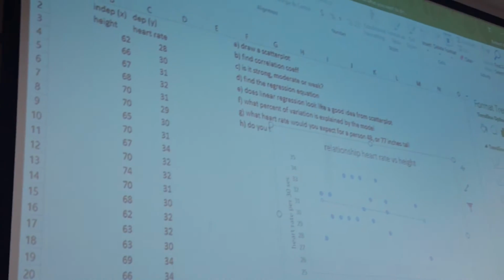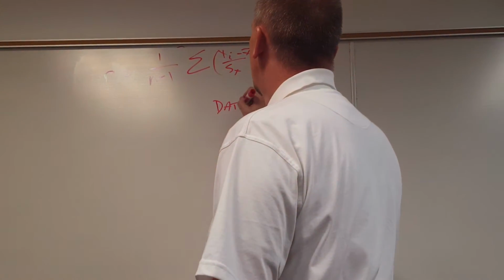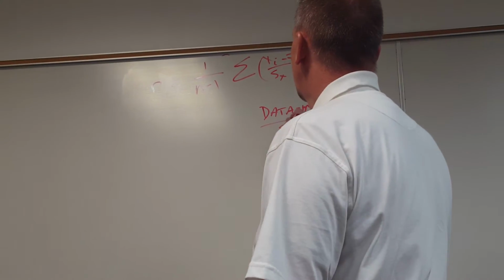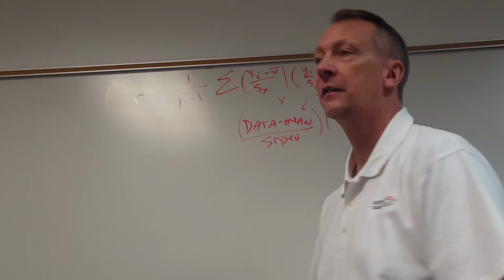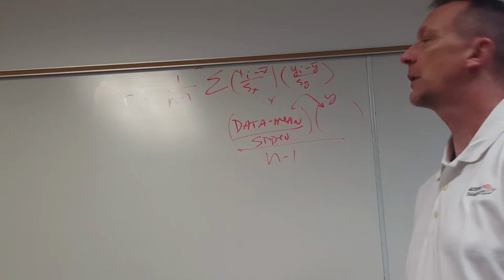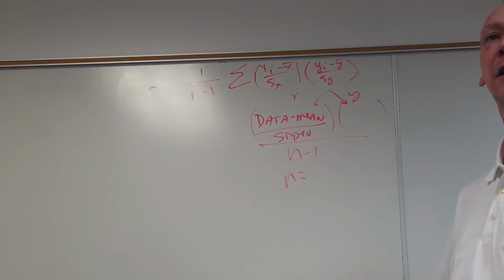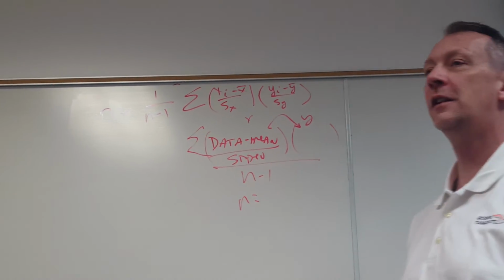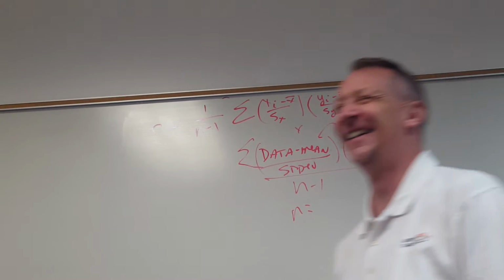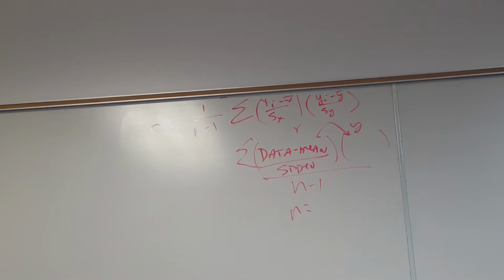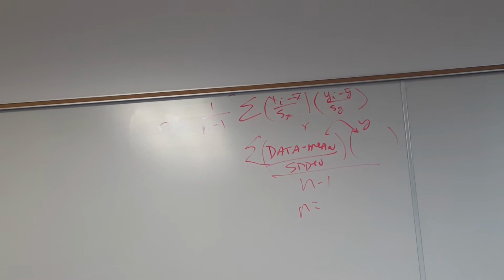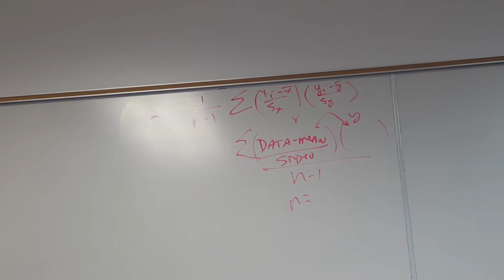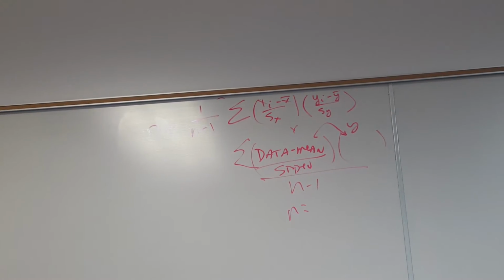Can you talk that out one more time? So that's basically data minus the mean over the standard deviation, for the x term, and for the y term it's the same thing. Then we're dividing that all by n minus 1. Are we multiplying them, or are we adding them? We're multiplying before we add them. So you multiply together your answer for x and for y.